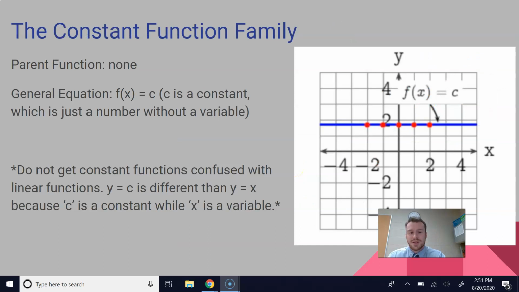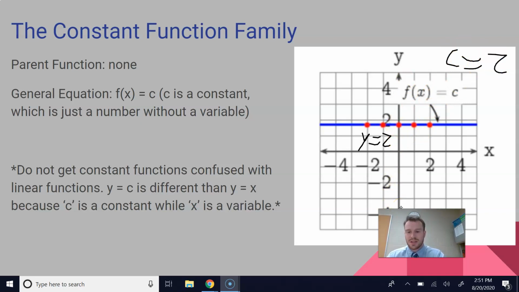We have the constant function family. It actually is kind of weird. It doesn't really have a parent function. We would define it by the equation f of x equals c, where c is just any number. You can see right here, it says f of x equals c, but it's going through y equals 2. So c in this case actually equals 2. C can be any number. It's just a constant, just a number.